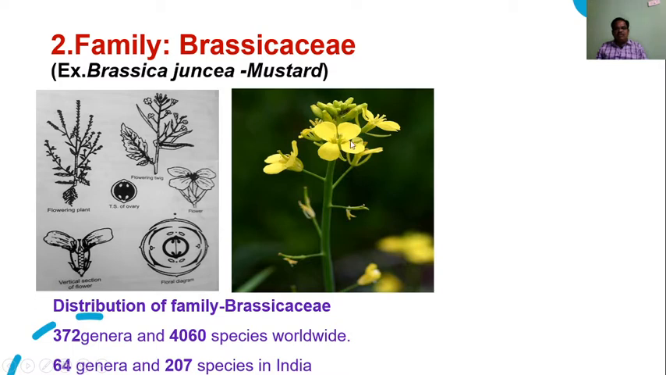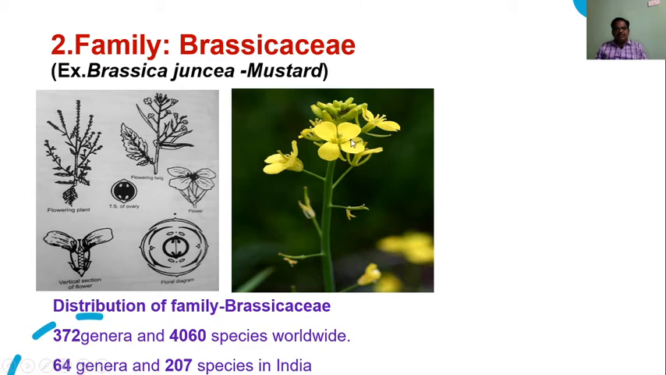When we pass the angle like this, we can divide it into two equal parts. When we pass the angle like this, we can again divide it into two equal parts, and the same thing happens here. So this flower is an actinomorphic flower.